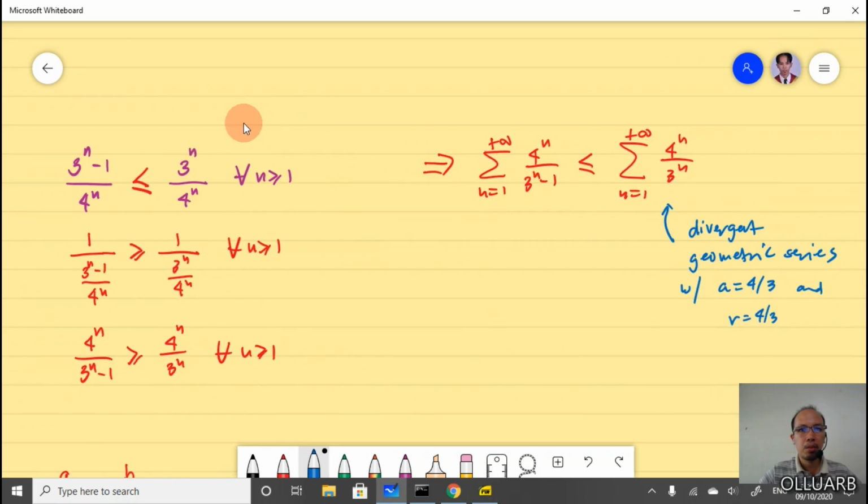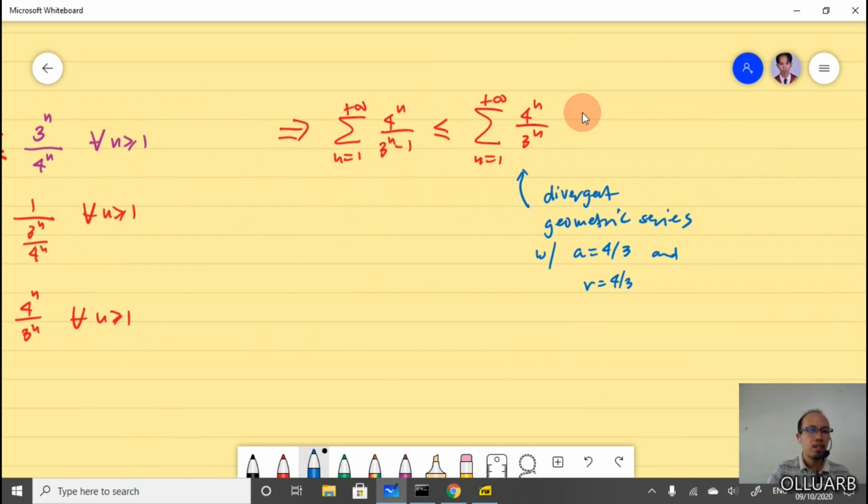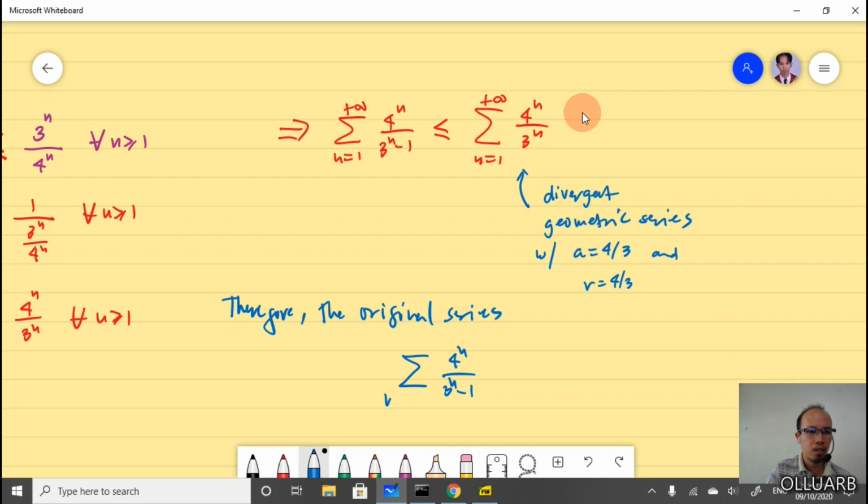Let's move again. Let's put the conclusion. Therefore, the original series 4 to the n over 3 to the n minus 1, from 1 to positive infinity, is divergent by the comparison test.